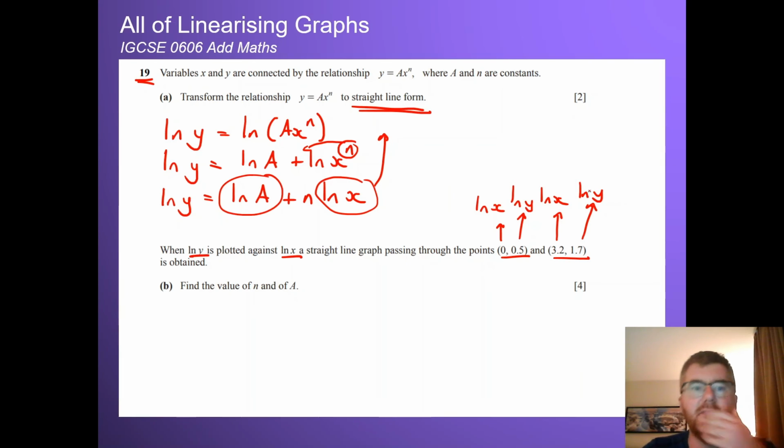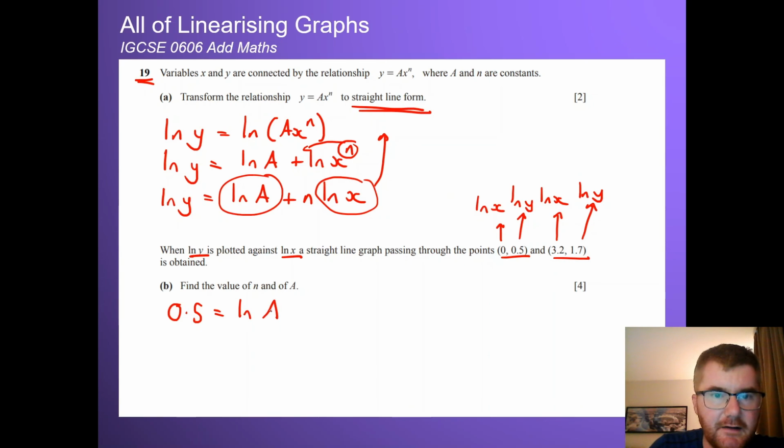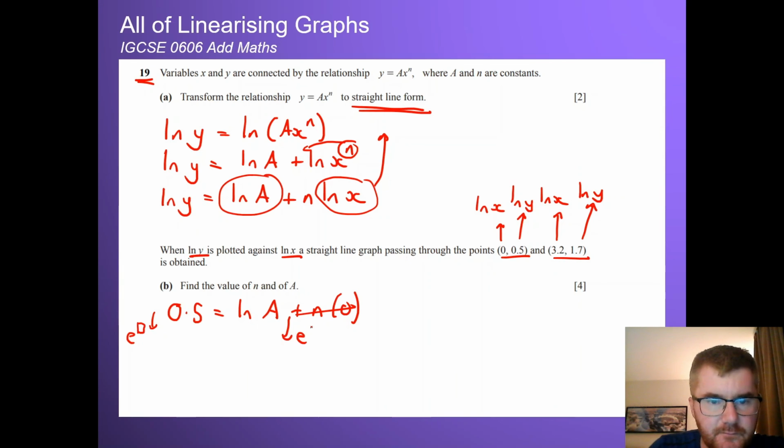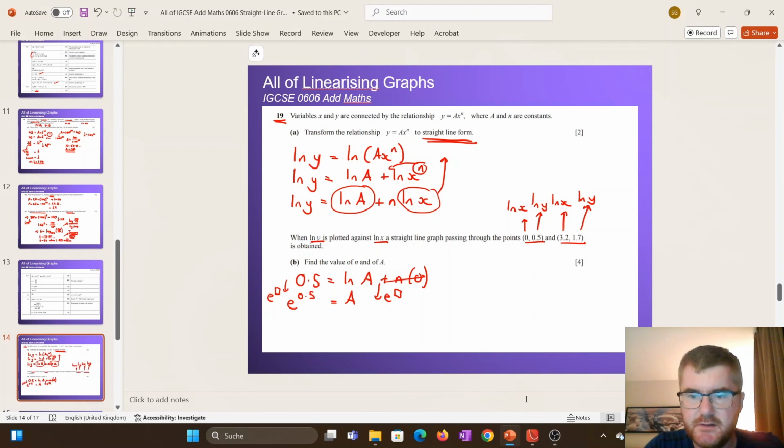So let's start with the first one here. We have the natural log of y is equal to 0.5. We don't know what a is, and we don't know what n is, but we know natural log of x is equal to 0. So this is going to disappear. 0 times n is just 0. So we get 0.5 is equal to natural log of a, but we need a itself. So we need to raise both sides to e. That gives us a on its own is equal to e to the power of 0.5. I'm going to leave an exact value. Again, we could work it out to decimal if we wanted to.